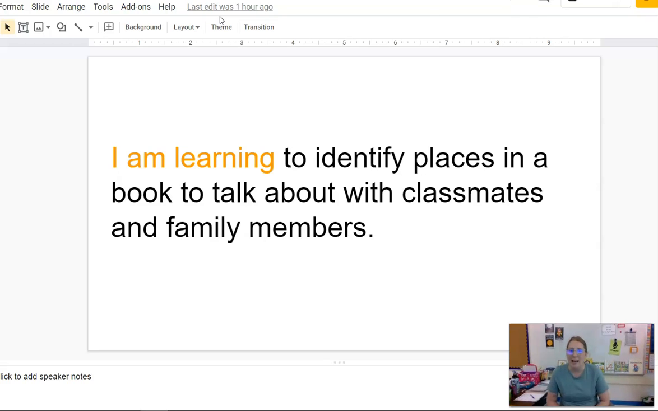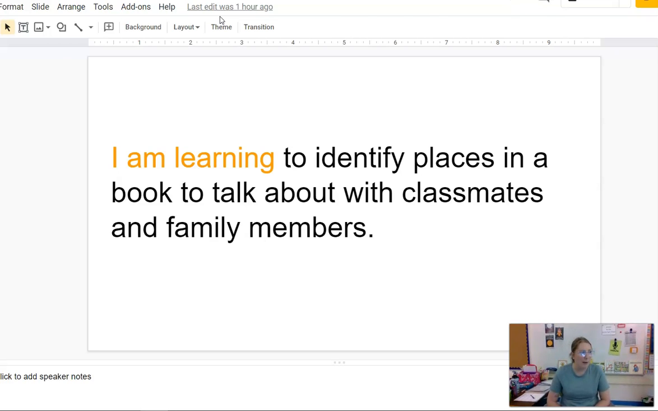So we have one I am learning statement for today. Our I am learning statement is, I am learning to identify places in a book to talk about with classmates and family members. So we're going to talk about how you can mark places in a book that you might want to come back to and talk about.